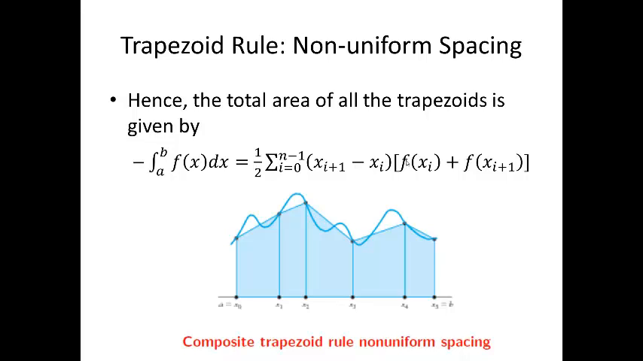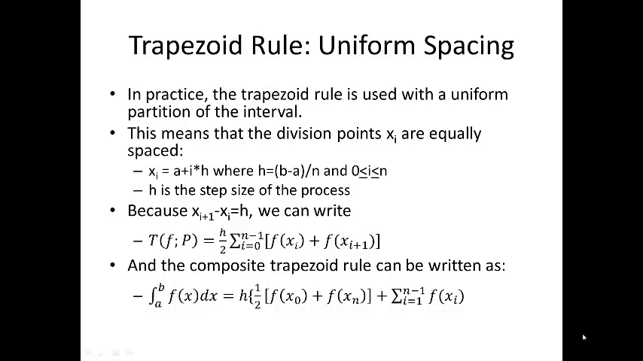Now let's look at the composite trapezoid rule with uniform spacing. In practice, the trapezoid rule is used with the uniform partition of the interval. We'll also see uniform spacing in the Romberg algorithm, which is discussed in the next section, and we keep promising that, but don't worry, we'll get there soon enough. This basically means that the division points x_i are equally spaced, and so if h is equal to (b minus a) divided by n, which is the number of subintervals, then x_i is equal to a plus i times h. And we denote h as the step size of the process.